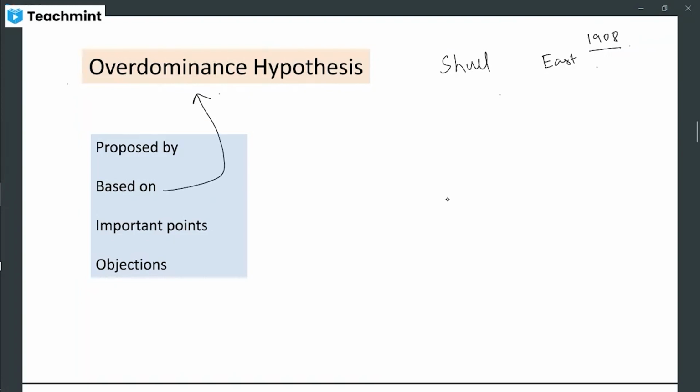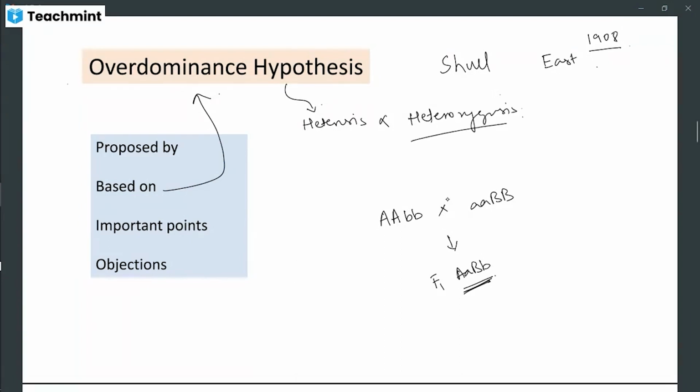So if you want to see it in genetic terms, this says that if you have a plant with this genotype and you cross it with a plant with this genotype, ultimately the F1, that is your hybrid, will be heterozygous. But according to the overdominance hypothesis, the one which causes heterosis is the heterozygosity, which means the heterozygote itself gives more and more heterosis.